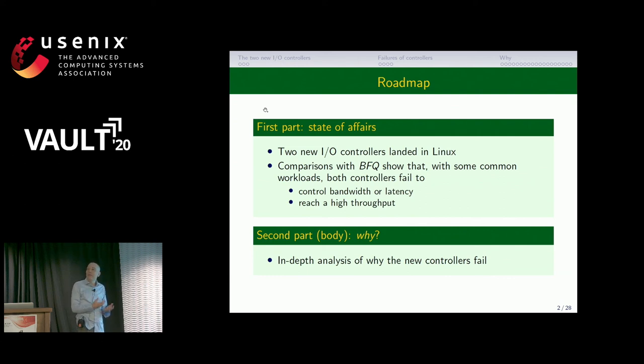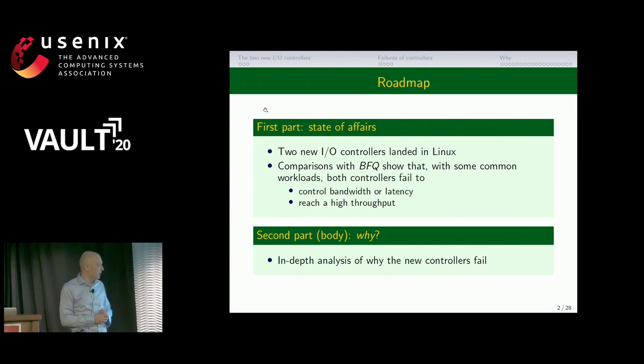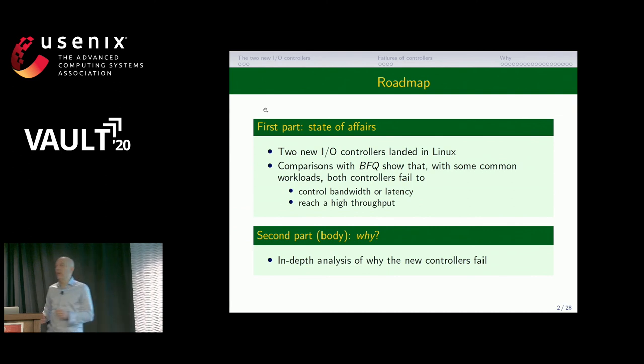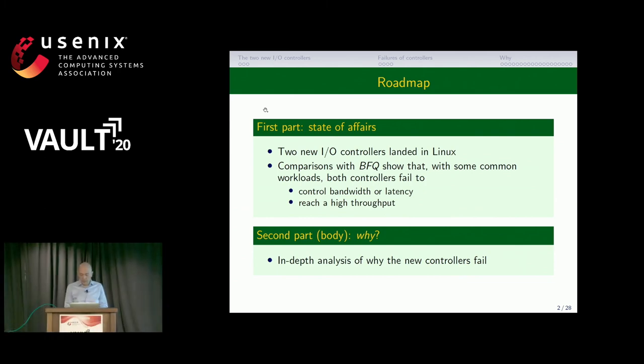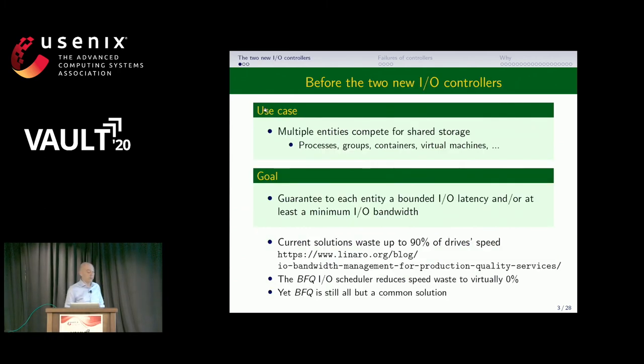And the goal of this presentation is to show you what I found out while trying to understand why they failed. I carried out an in-depth analysis of these controllers, and maybe what I found may teach something even a little bit more general than just understanding what goes wrong in these controllers.